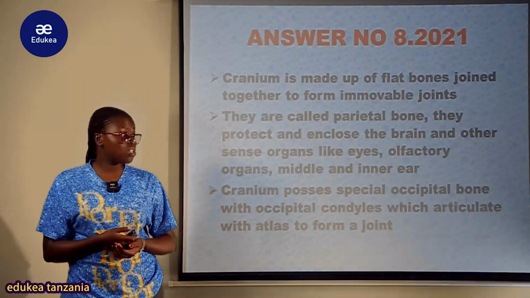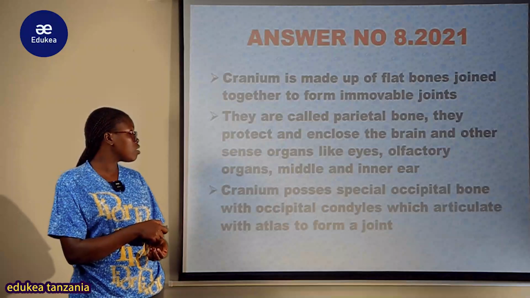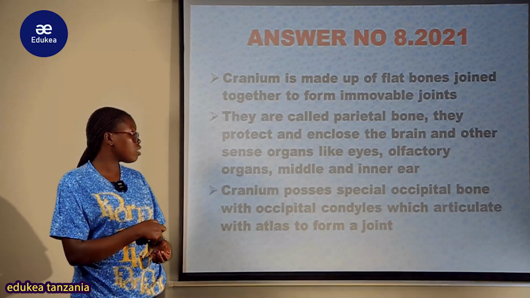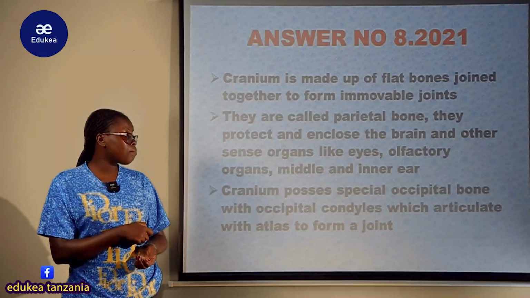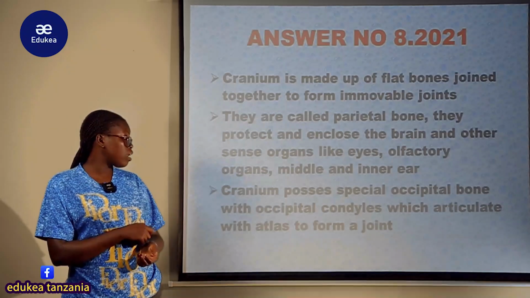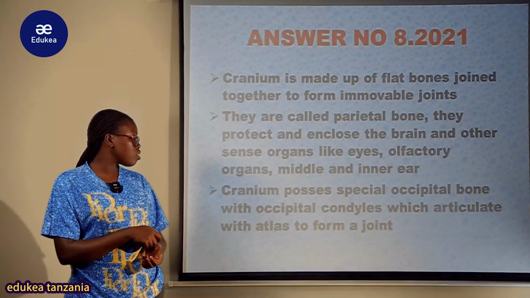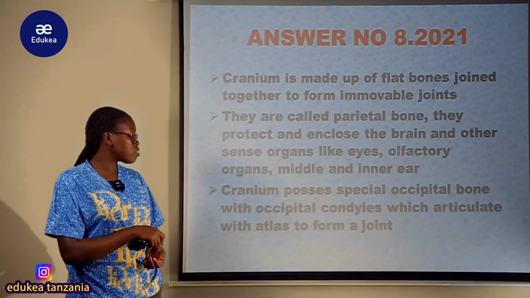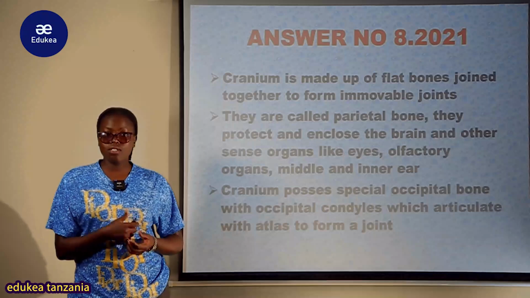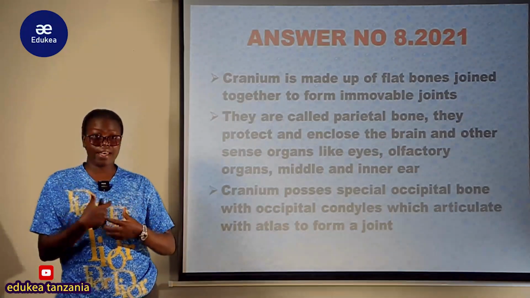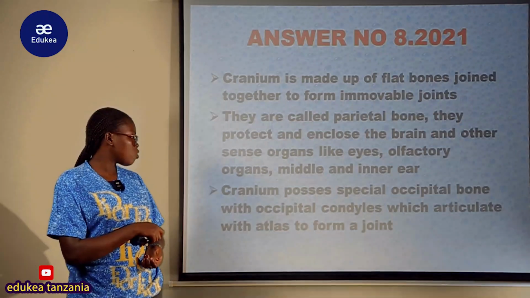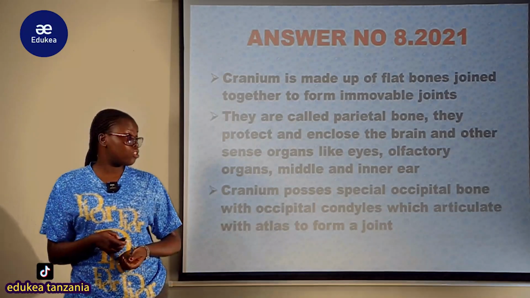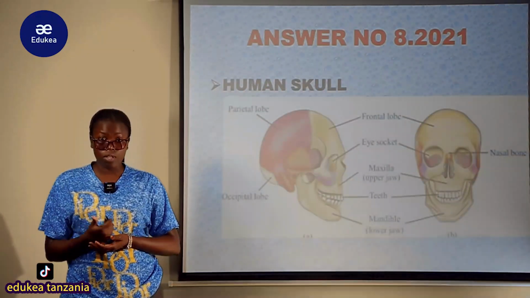Kwanza one of the adaptation ya skeleton ni kwamba they are made of this flat bone, example this cranium, ambazo inasaidia katika protection and they enclosing the brain na other part, example kuna organs kama eyes, olfactory organ, middle pamoja na inner ear. Na another cranium possesses special occipital bone. Hiyo special occipital bone ndio katika matengeneza taya ambayo kutoka na occipital condyle which articulate with atlas to form the joint. Kazi ya joint katika mwili we know it.